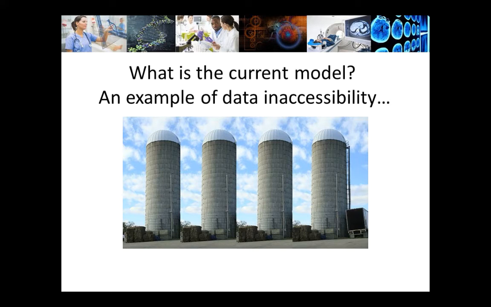So what is the current model? I like to show this slide when I give talks because there are a lot of investigators out there who sit there with their work. You've got an investigator who is creating and developing data, and they keep it in their own server. Some don't even do that. They keep it on their laptop or their desktop computer. And you never see it.